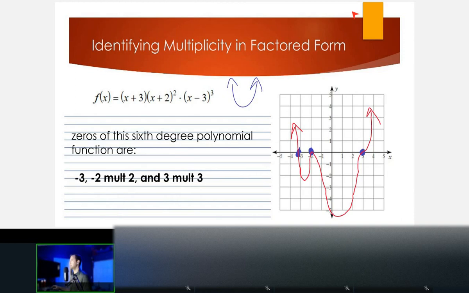Looks pretty good. So let me just recap it. Given a function, I like to do the end behaviors at the very beginning just to know what it's going to look like. You don't have to. We need to write all of the zeros out. So all the zeros in this case would be -3, -2, and 3.